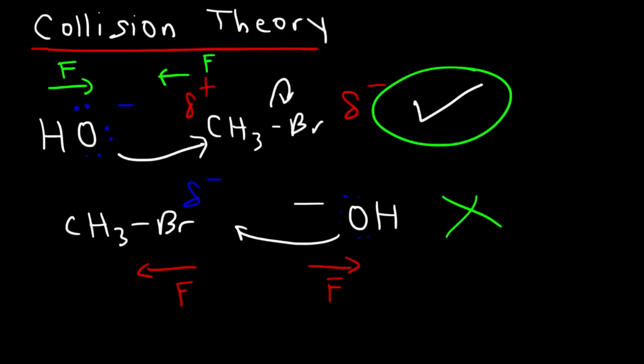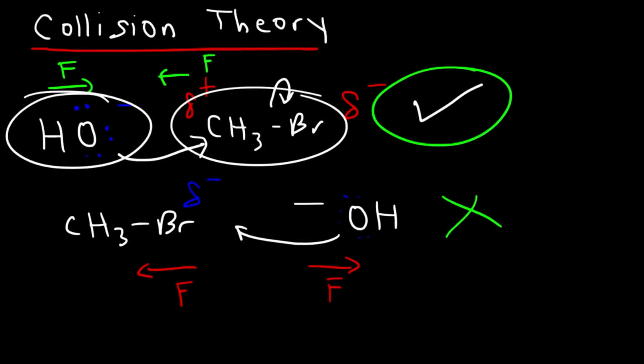Now the third thing is that they need enough energy. Because if the temperature is low, even though these two may be attracted to each other, if the hydroxide ion doesn't move with enough momentum, it's not going to be enough to knock off this bromide ion. So it has to have enough energy to attack the carbon atom and expel the bromide ion out of that reaction to create methanol. So there are three things required for a reaction to take place. The molecules must collide, they have to collide with the right orientation, and they have to have sufficient energy to break some bonds and form some new bonds.